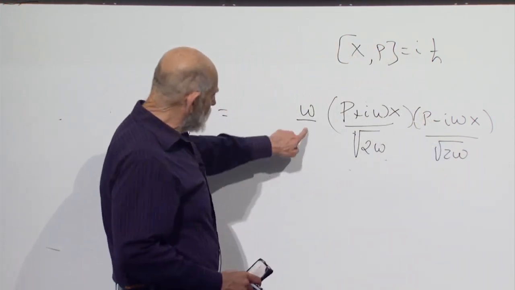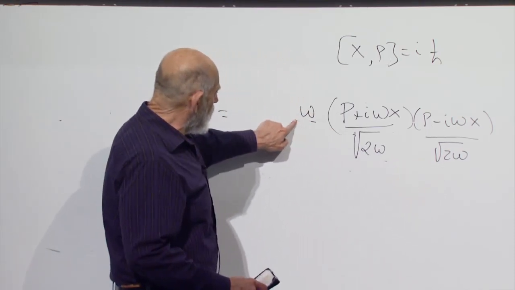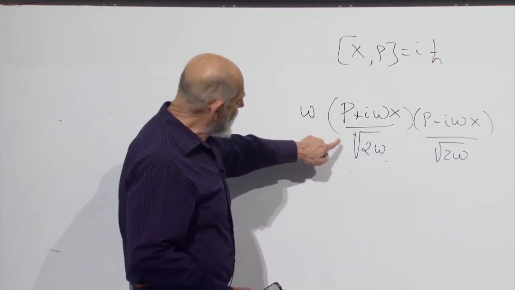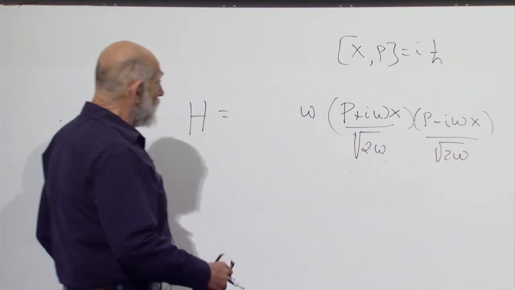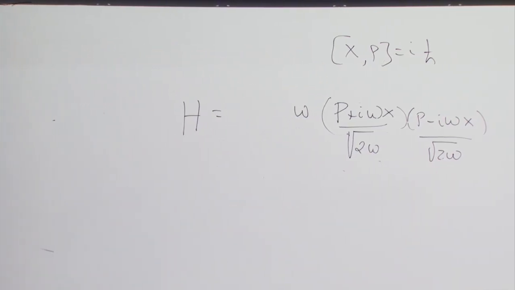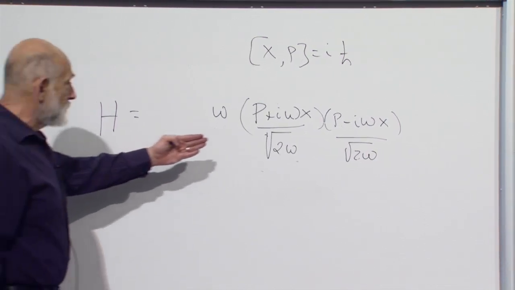You see what I did? I took the 2 that was downstairs and I split it between these two. And I took the omega, which I stuck upstairs, and split it between the two factors again. This is the standard way that even the classical harmonic oscillator is often written.